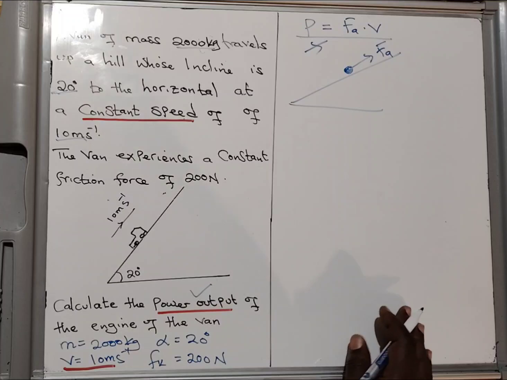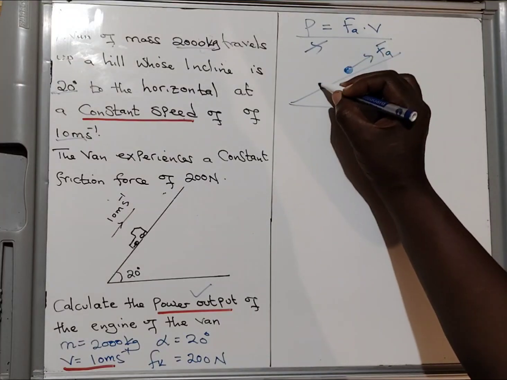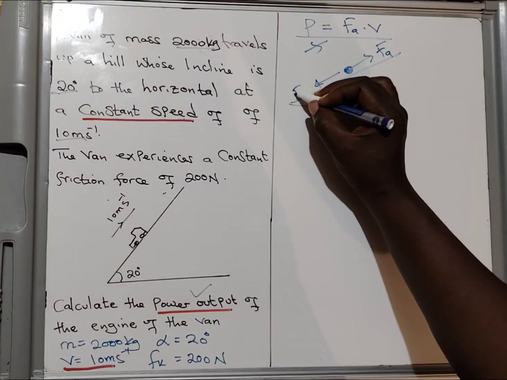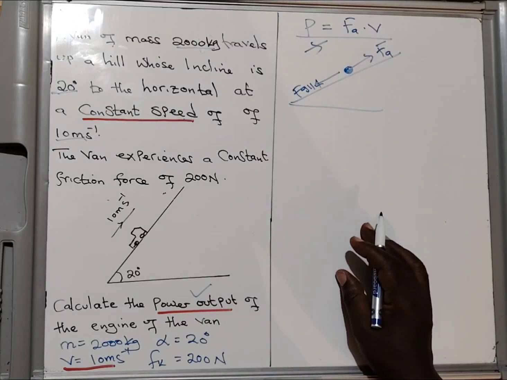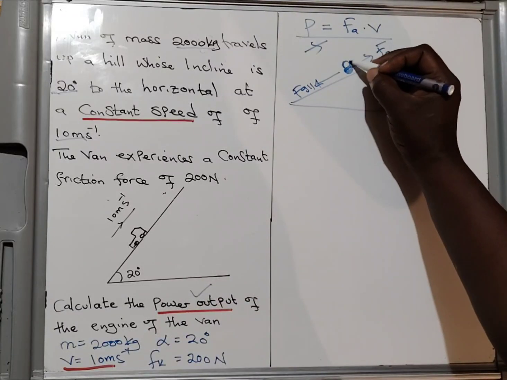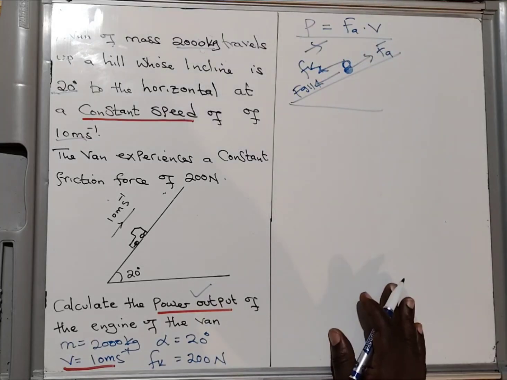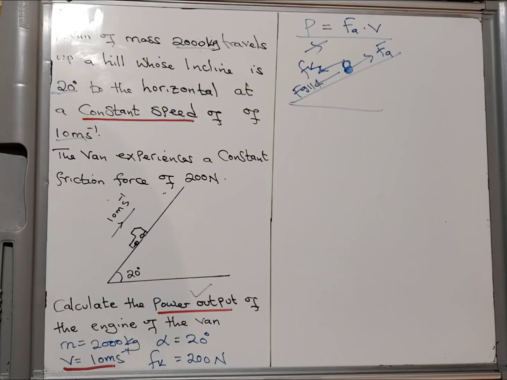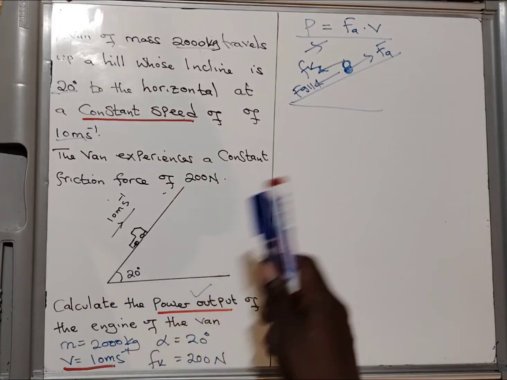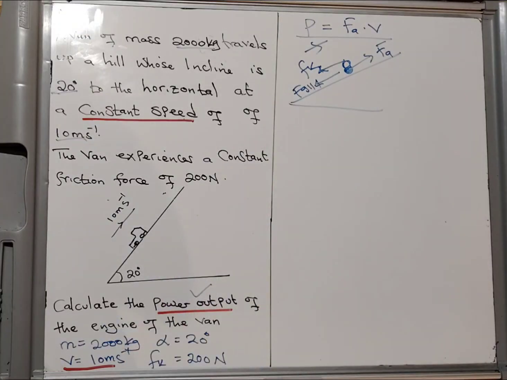What else do we have? We prefer to use components. So we have the component, which is Fg parallel. We are given the friction force, so we have Fk also acting on this surface. So that's what we are having. Yes, there are other forces which are acting, but we are not going to put them because these are the forces we need. Yes, we'll have normal force and Fg perpendicular because we're using components, but we are not going to put them.